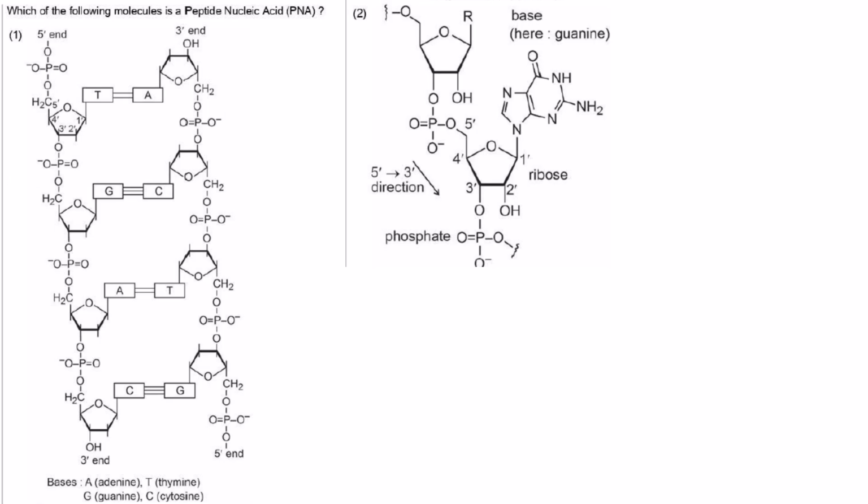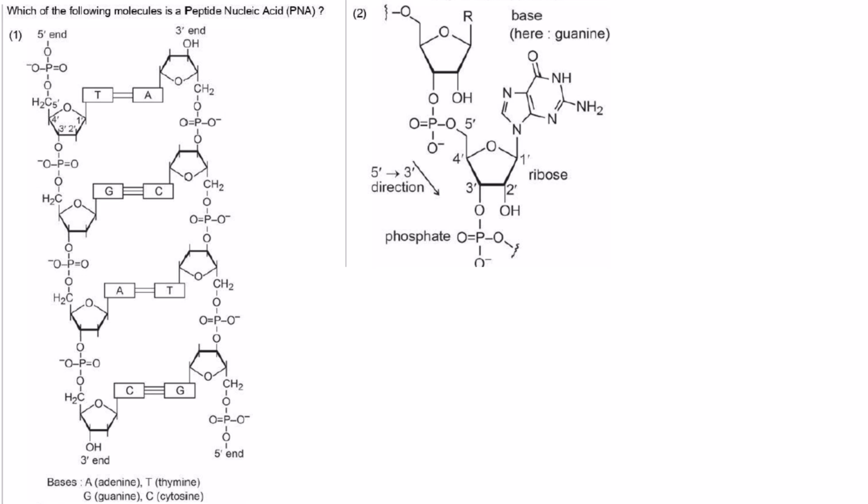Now which of the following molecules is a peptide nucleic acid? A peptide nucleic acid, as the name suggests, is first of all a synthetic molecule, and it mimics the structure and function of DNA or RNA but with a peptide-like backbone instead of the sugar phosphate backbone. So it has a peptide-like backbone instead of sugar and phosphate.